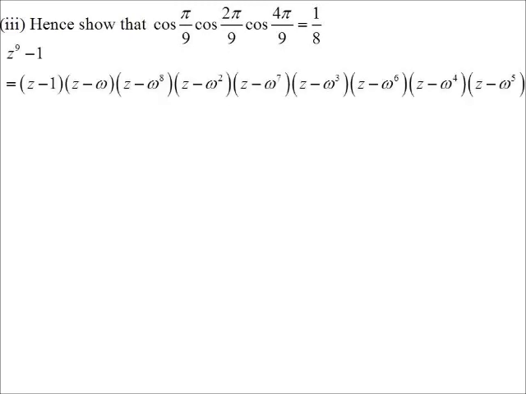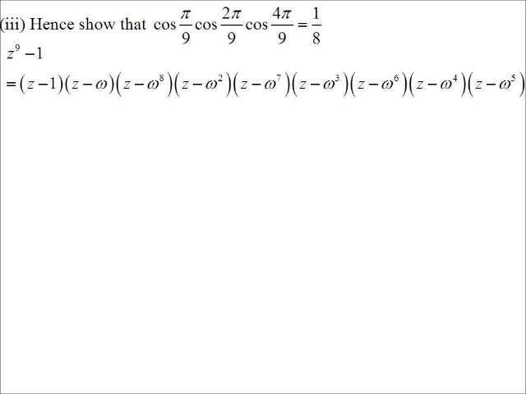I know it'll factorise to be this: z minus, and each linear factor is z minus the root. But notice I've written it in a very strange order. I haven't gone power 1, power 2, power 3, power 4, power 5. What I'm doing here is grouping the conjugates together.